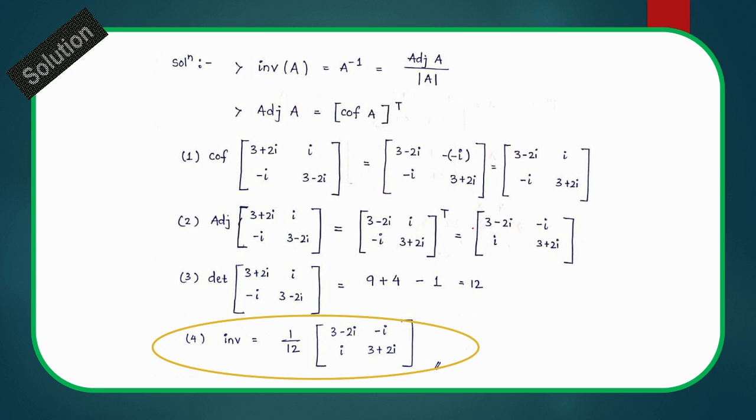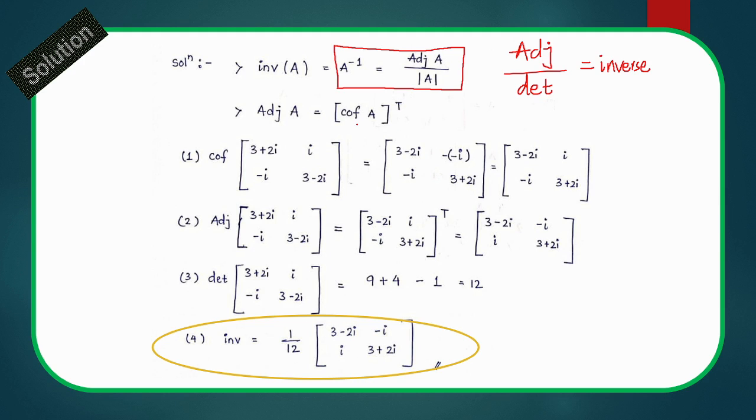How to find the inverse of a matrix? This is the formula. A inverse equal to adjoint of A divided by determinant. Adjoint divided by determinant is nothing but inverse. This is the formula and we have to remember it. And how to find the adjoint matrix?